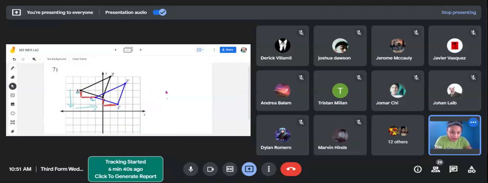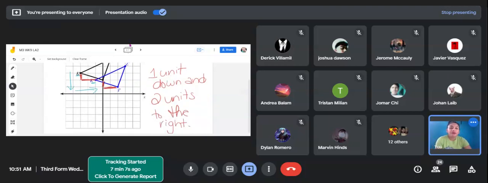So I am going to write it over here: 1 unit down and 2 units to the right. Any questions with this one? Is it clear? Did everybody understand how we got it?